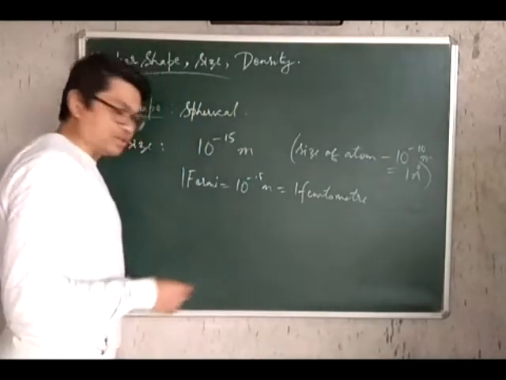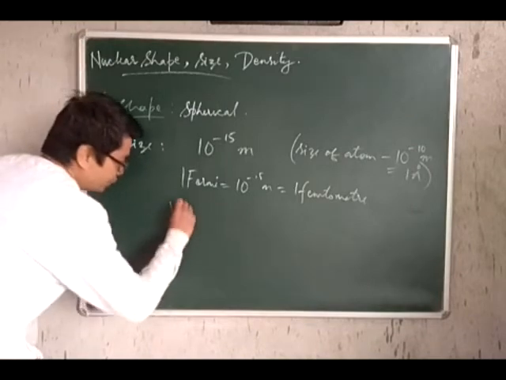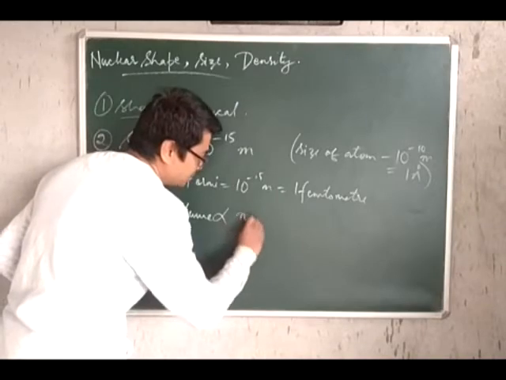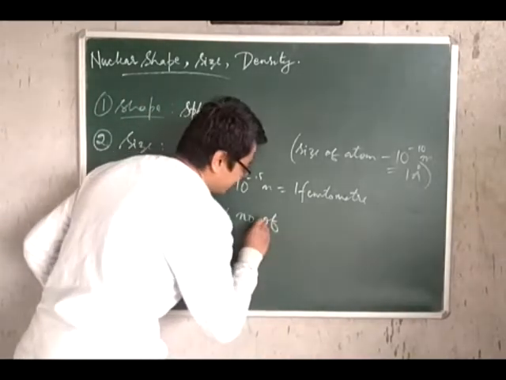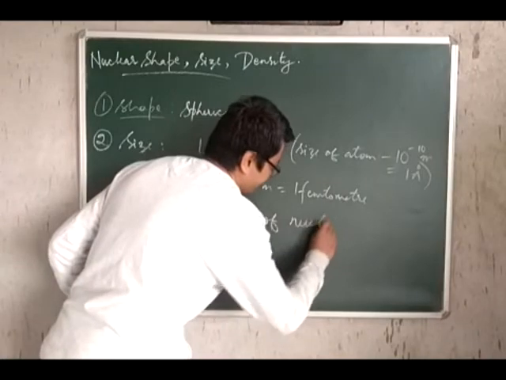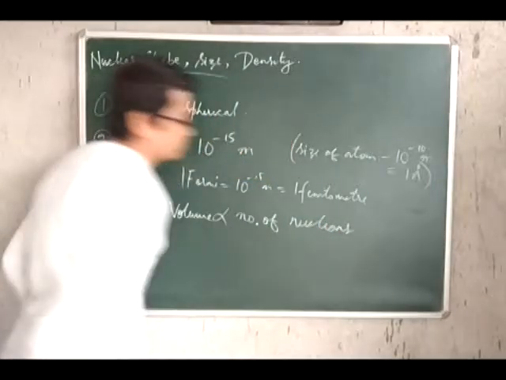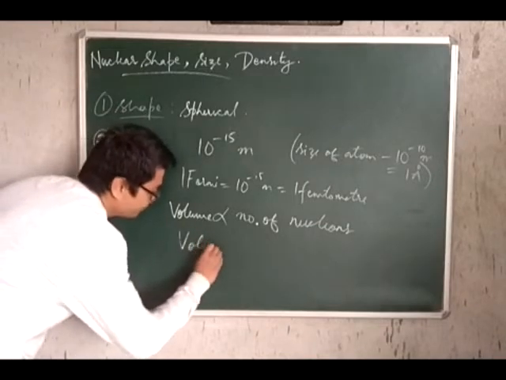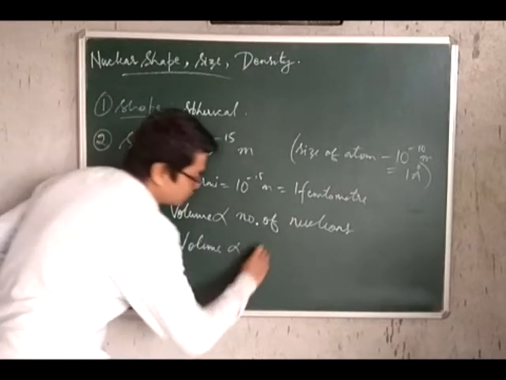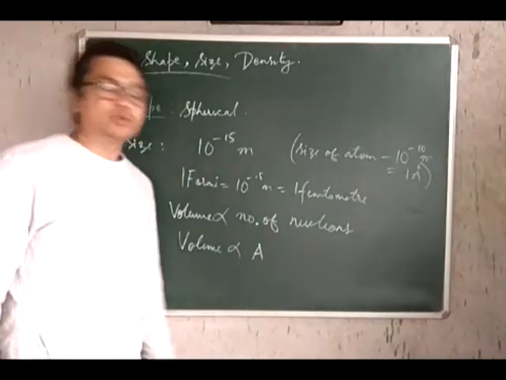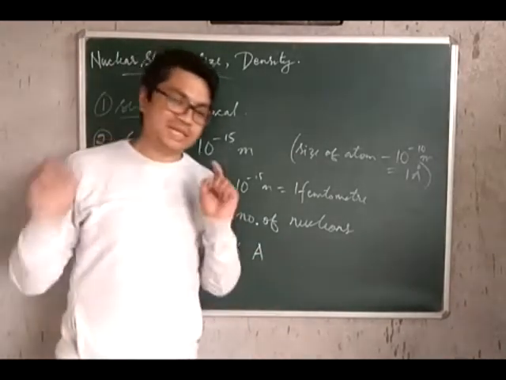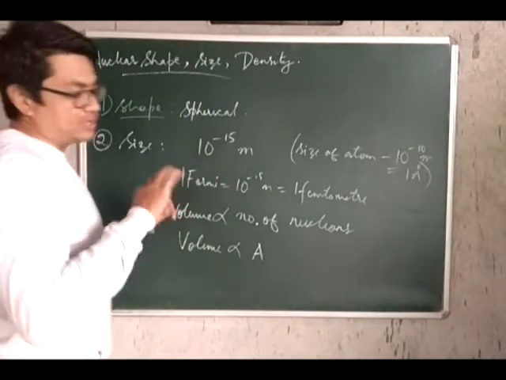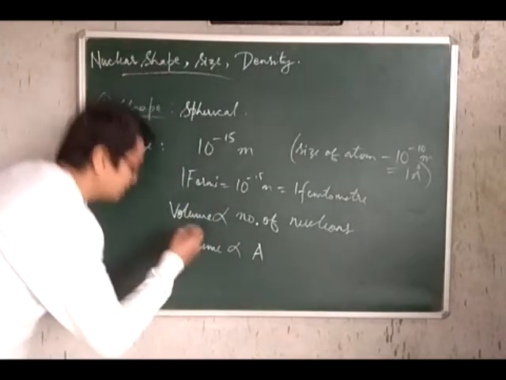And from those experiments, it was found out that the volume of the nucleus is directly proportional to the number of nucleons inside the nucleus. That is proportional to the number of protons and neutrons inside the nucleus, or volume is proportional to, so to say, the mass number of the nucleus, because the number of protons and neutrons inside the nucleus is what is called the mass number.